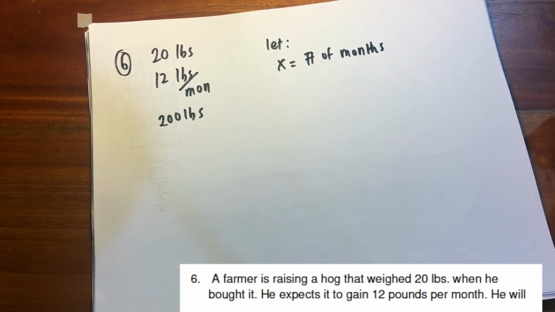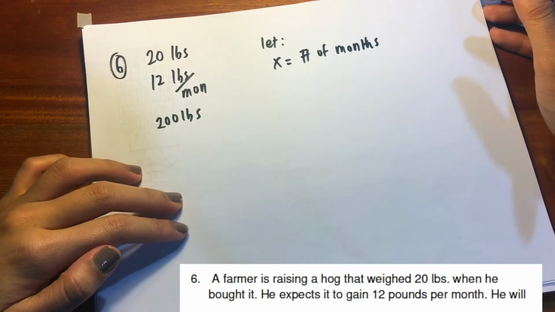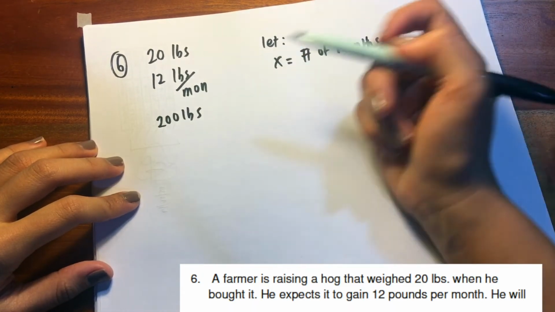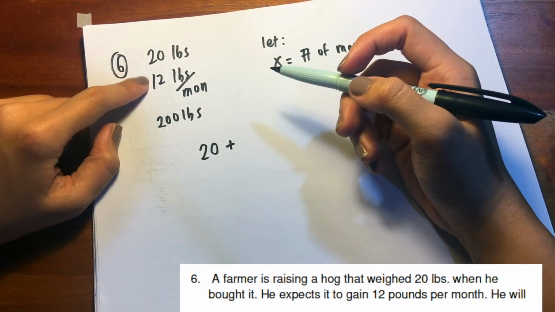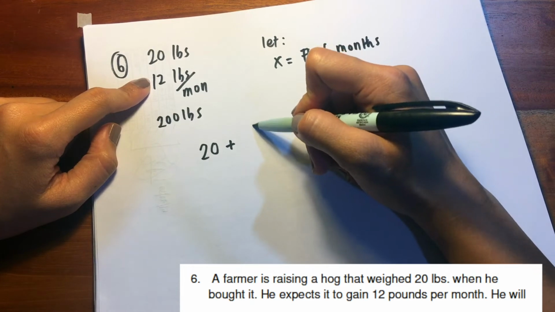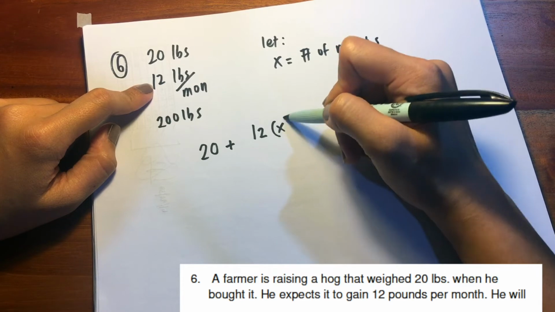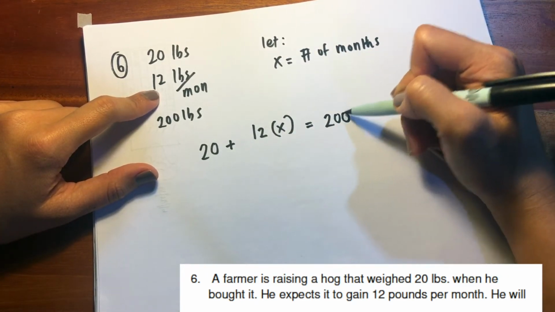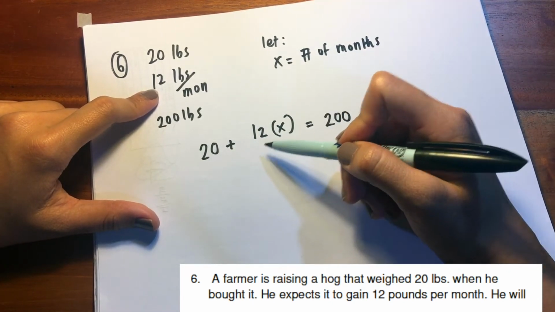Okay, so there are a lot of ways to solve this problem, but personally, I prefer expressing it into an algebraic expression. So how do we do that? 20 pounds plus the rate, which is 12 pounds per month, times the number of months will equal to 200 pounds. Okay, so let's solve for X.